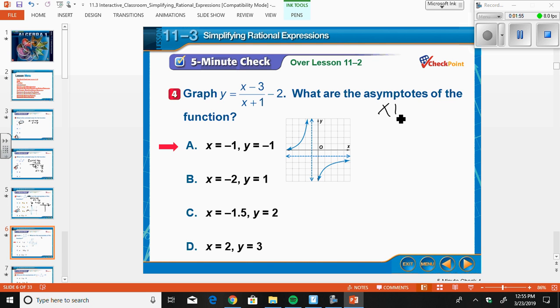So x plus 1 equals 0 for our vertical asymptote. So x equals negative 1. We have a horizontal asymptote when y is equal to whatever's added or subtracted. So in this case, negative 2. So y is at negative 2. Looks like this is going by 2's.